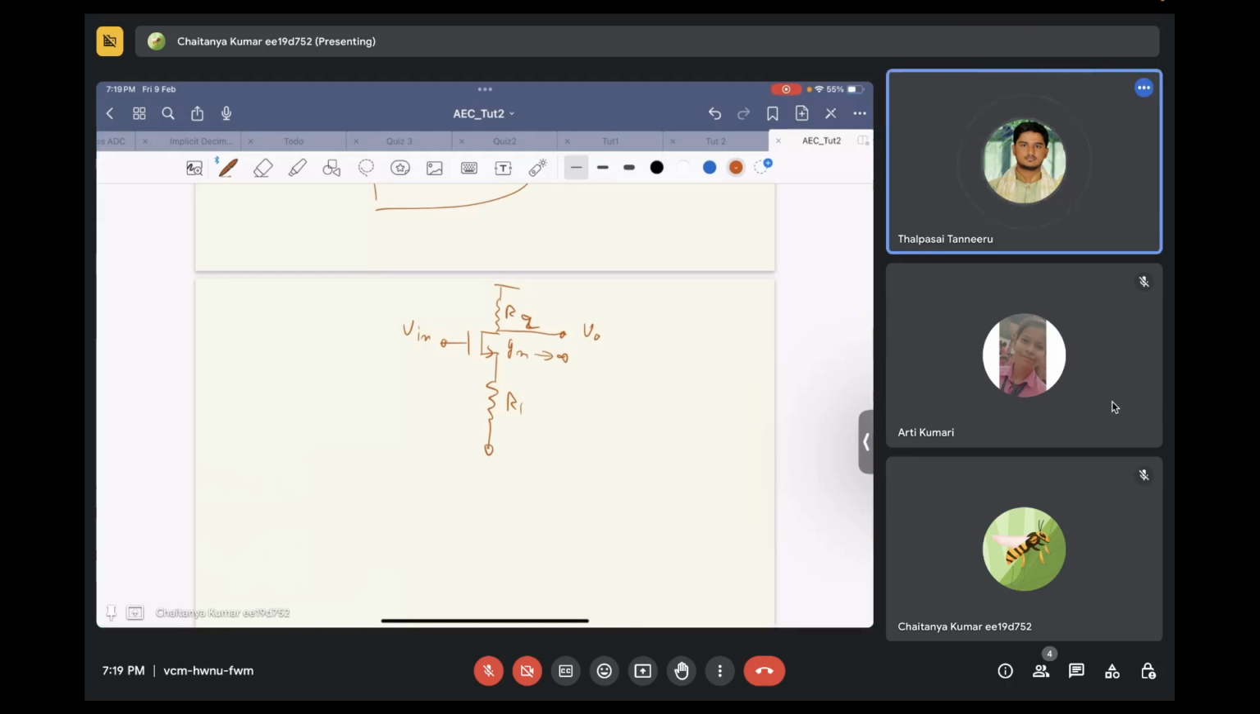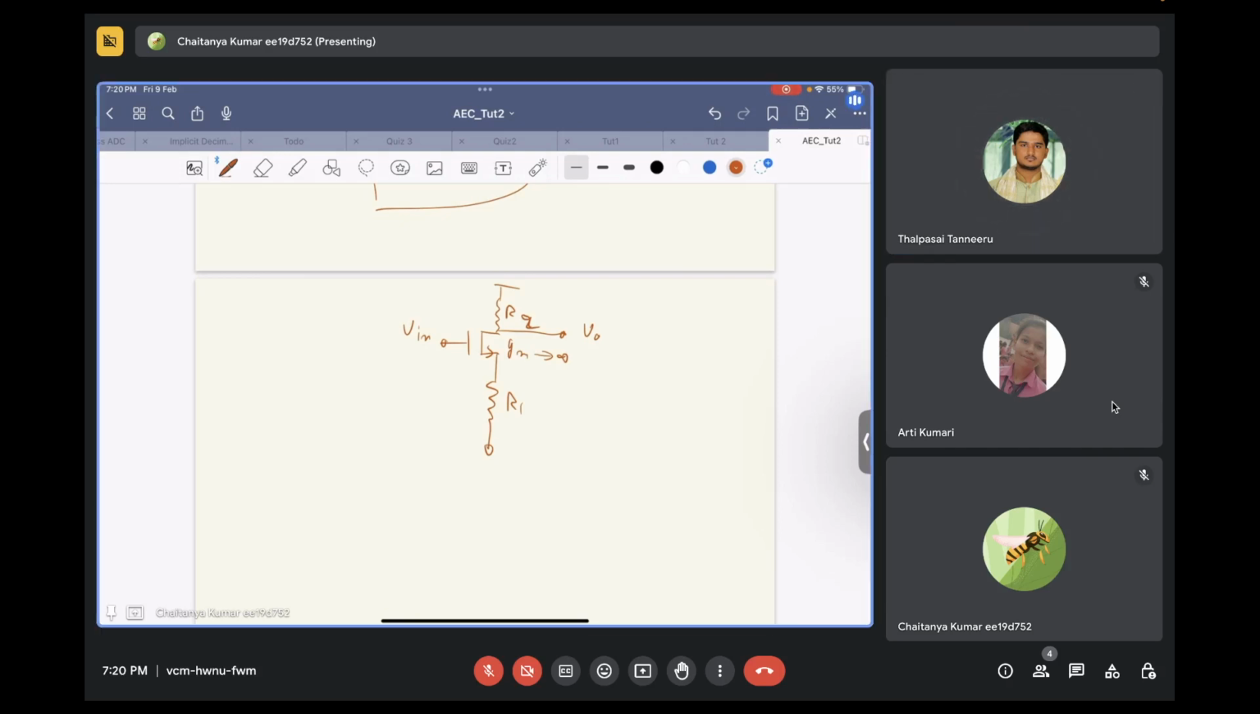Even if it is diode connected, if it is asking gm tending to infinity, most likely there is going to be negative feedback. So the first thing you are going to check in the circuit is whether there is negative feedback or not. Okay, in this circuit, what will happen?